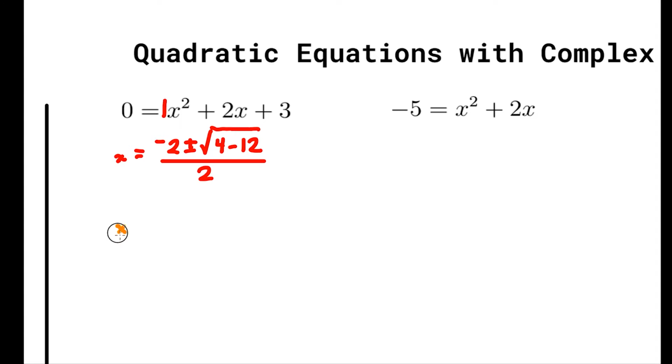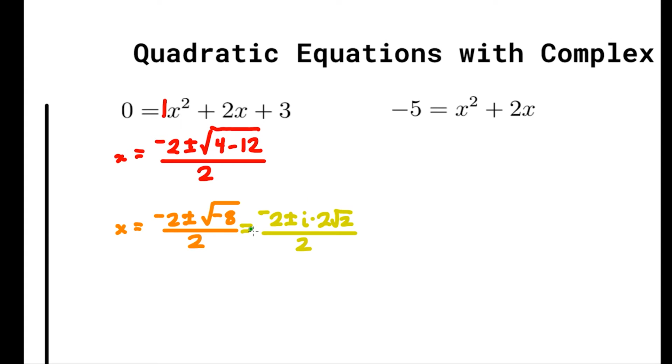All right, from here, I'm gonna do negative 2 plus or minus the square root of negative 8. And we're gonna divide all that by 2. I'm gonna simplify that square root of negative 8 really quick. I'll pull the i out, and then it's just gonna be times root 8, which breaks down to 2 root 2. Then we're gonna divide this by 2. And if you notice, you can divide the top and the bottom by 2.